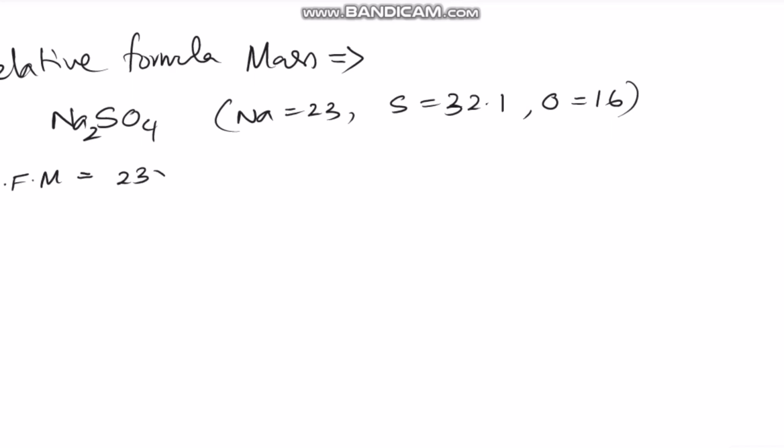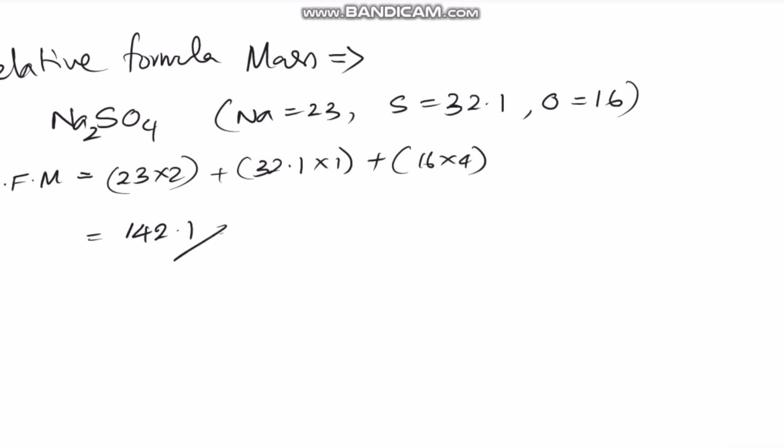So 23 into 2 plus 32.1 into 1 plus 16 into 4. When you add these, you can get the answer. So it's 46 plus 32.1 plus 64. You get the answer as 142.1. So this is a relative formula mass.